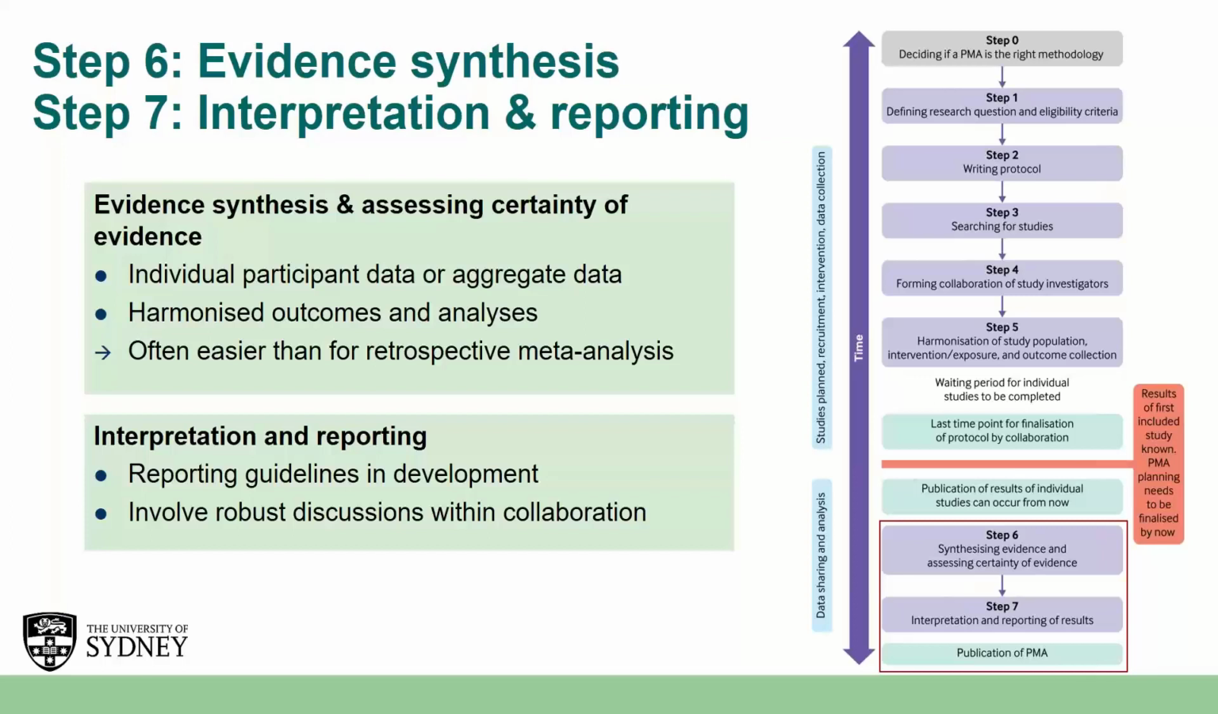Then once we've synthesized outcomes, we want to interpret and report them following the PRISMA reporting standards. But as well as the standard PRISMA items, authors of PMAs also need to report on some of these key steps, such as how the planned ongoing trials were identified, the PMA timeline, the collaboration policies, and outcome harmonization processes. And we are, in fact, currently developing PMA-specific PRISMA items to address these additional steps.